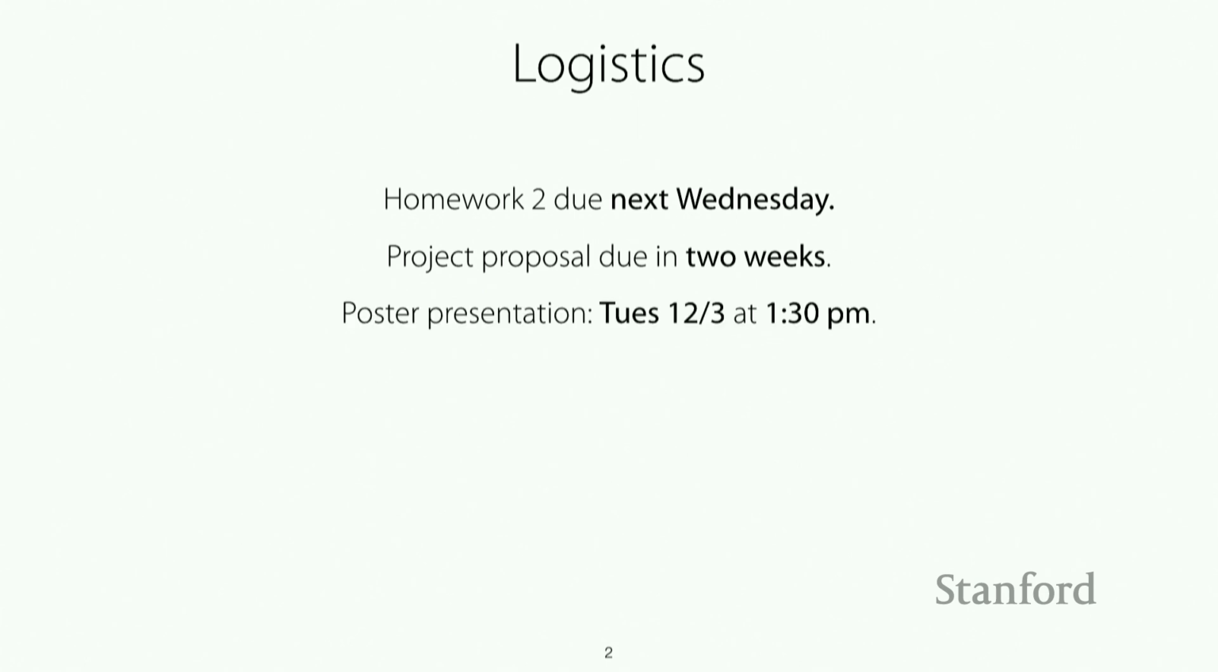Also, we set in stone a date, time and location for the poster presentation. It will be on Tuesday, December 3rd at 1:30 p.m. We expect all on-campus students to have at least one group member present at the poster session for at least part of it, such that you can present your work to the broader AI and machine learning community at Stanford. Okay, so let's get started with the lecture.